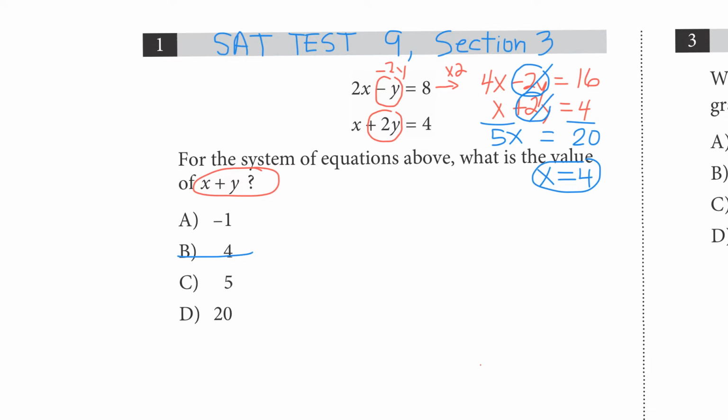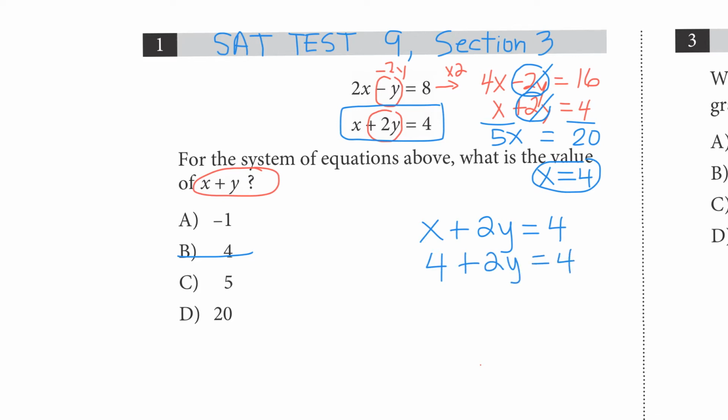Maybe it could be this one. We need to find what y is first. So let's take one of the equations there. Maybe you can take this equation, second equation. We have x plus 2y is equal to 4. If x is 4, 4 plus 2y equals 4. That means that 2y has to be 0. So we have 4 plus 0 equals 4. Y is 0. So if y is 0, then 4 plus 0 is 4.